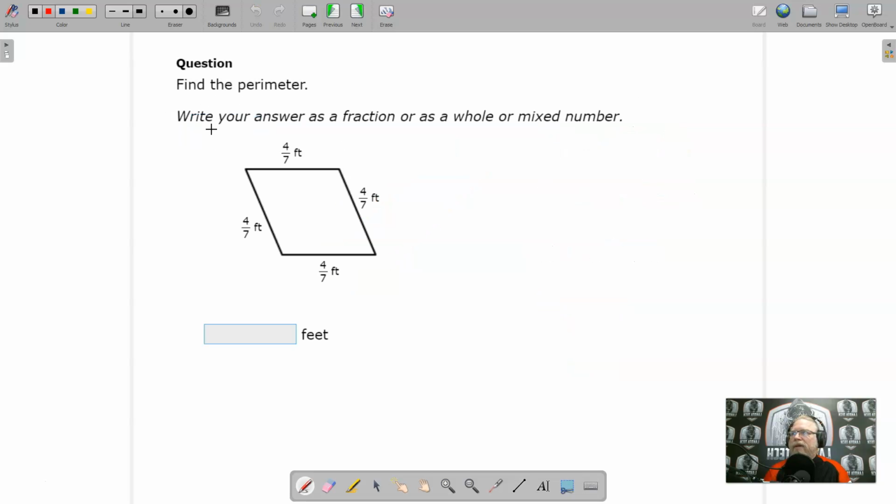Next, we need to find the perimeter. Write your answer as a fraction, or as a whole number, or as a mixed number. So we're going to have to do some fractions here. Well, we notice that all 4 lengths are the exact same. So we could do 4 sevenths plus 4 sevenths plus 4 sevenths plus 4 sevenths. Or we could just multiply 4 sevenths times 4, right? Same value being added over and over again.